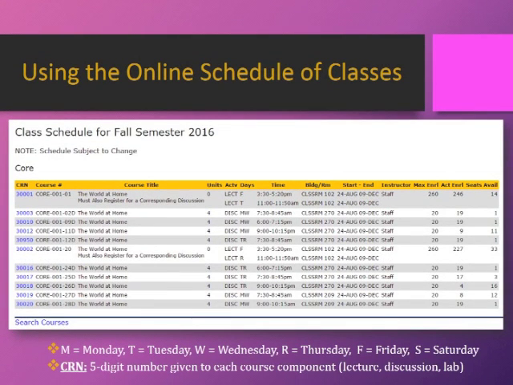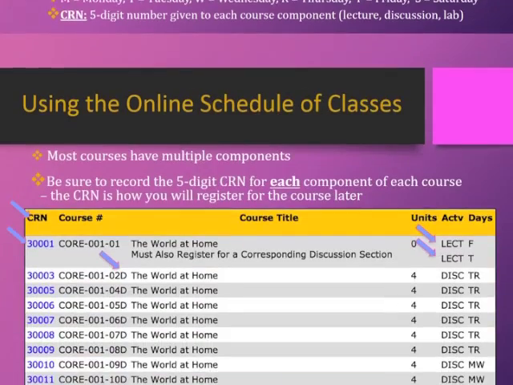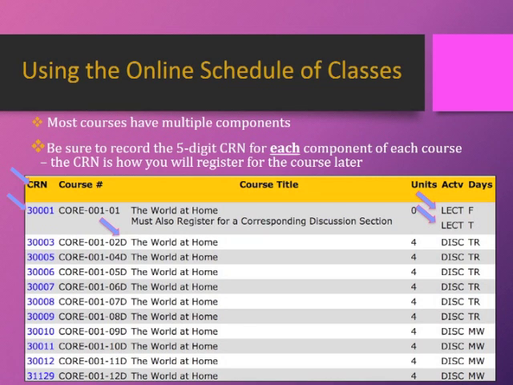Let's go over how the schedule looks. If you were to look for a core class, then you will receive something similar to this. It will show you the days each class is available. Note that R stands for Thursday. The CRN number is the 5-digit number given to each course component. The 5-digit CRN number will be used for you to register in each course, so make sure to keep record of each CRN.